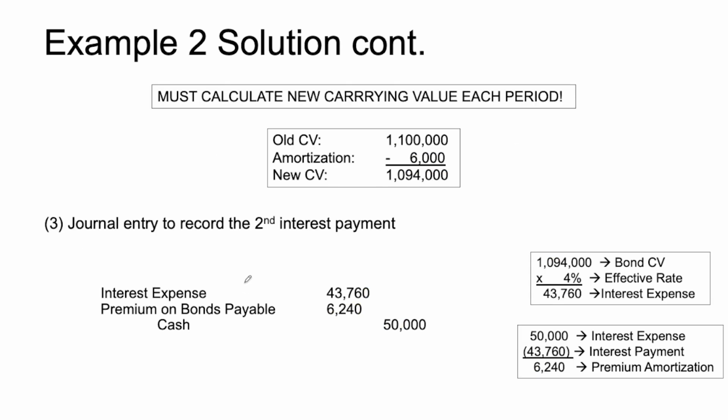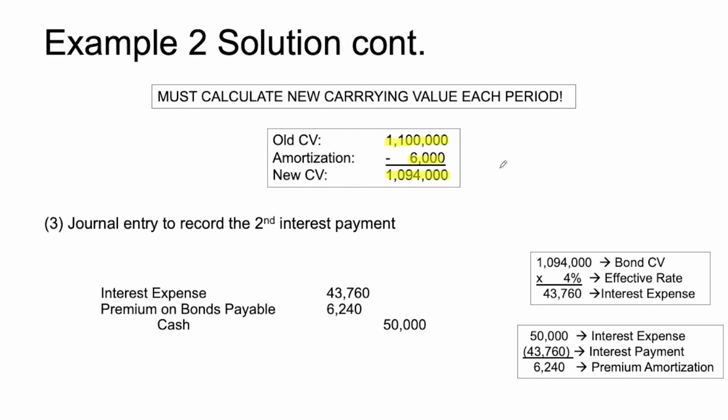So in order to solve for the second interest payment, again, we have to calculate a new carrying value. To do this, we just take our old carrying value of $1,100,000. And in this case, for premiums, we subtract out the amortization. So we would net out $6,000 to get our new carrying value of $1,094,000. Remember, in the case of a discount, we're adding this amortization. Just remember, in cases of a premium, you're subtracting out the amortization to get the new carrying value.